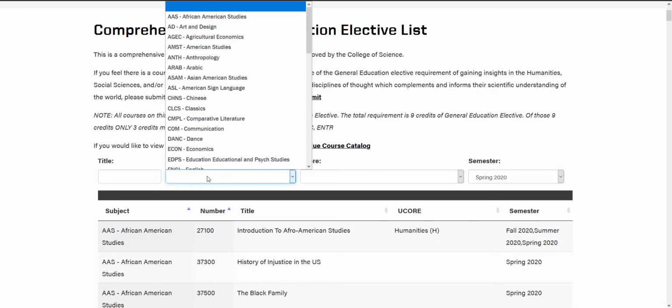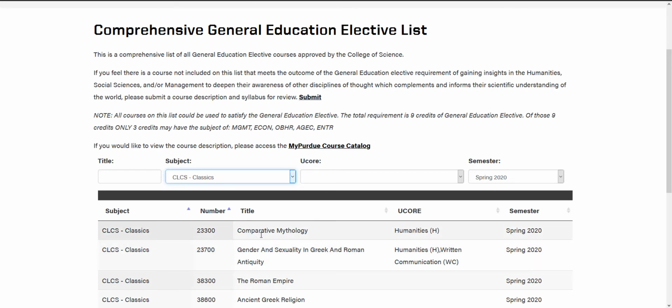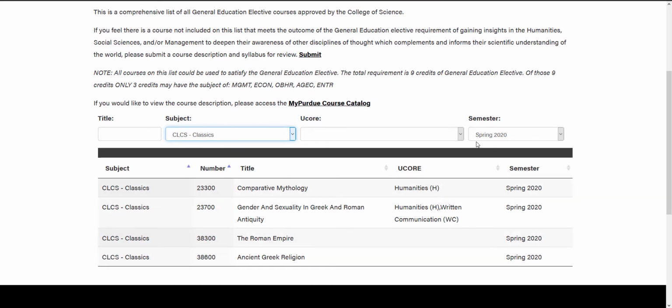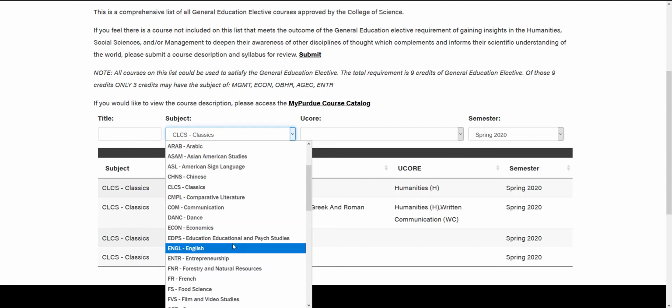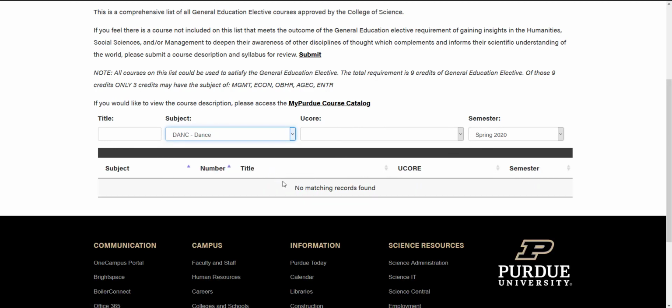So for instance, I would like to look for a general education class in classics because I really like classics. Let's look. If you do that, it automatically filters for the classes that last spring were offered. Comparative mythology, gender and sexuality in Greek, Roman antiquity, Roman Empire, Greek religion. Great. That's a really good option. So those are classes that you might be able to take. I would like to know what dance classes are offered. Look, there's nothing. That means that dance classes are actually what's called a free elective. They don't count towards your general education requirements. So that's something that you need to realize.